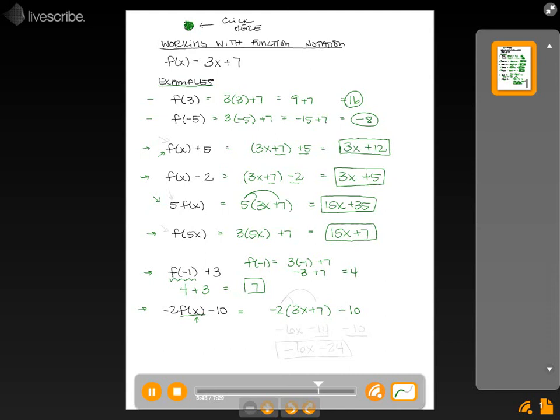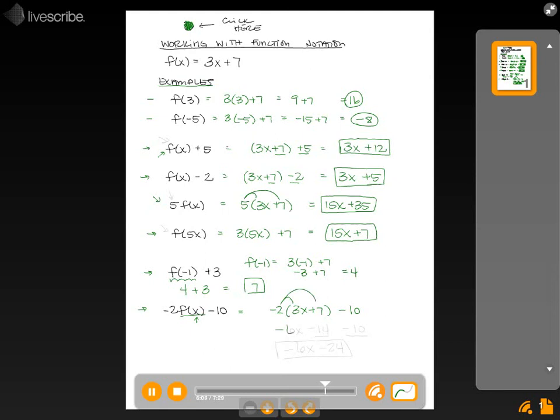Remember PEMDAS: parentheses, exponents, multiply, divide, add, subtract. You need to do the order of operations correctly. So we're going to look in the parentheses first. Nothing we can simplify in there. 3x plus 7 is already simplified. So the next thing we're going to do is distribute. We're going to multiply. Distribute the negative 2 through.